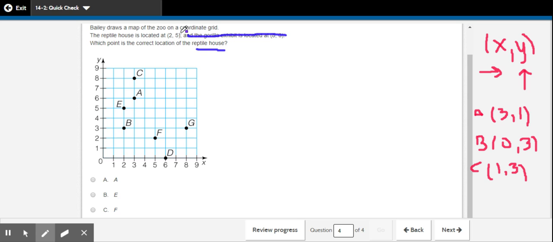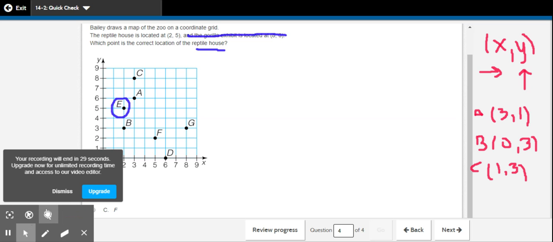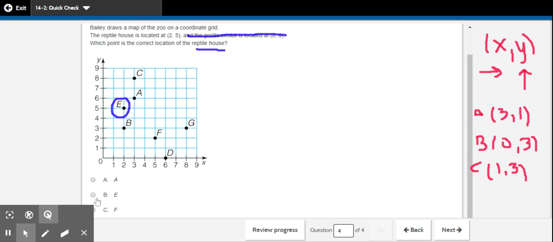So 2, 5, remember, we always go to the right first. So we're going to go to the right 2 times, and then we're going to go up 5 times, which means that E would be our correct answer for this problem here. All right, reiterate again, X, Y, every single time. X is to the right, Y is up. You've got to pay attention to those things.